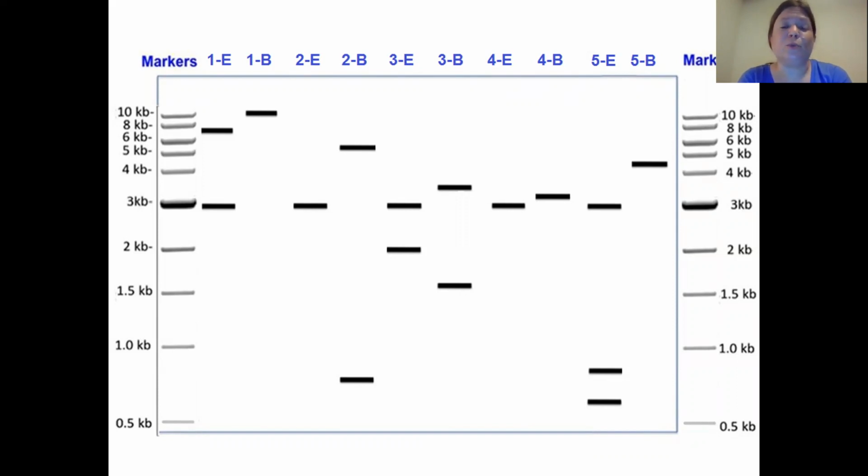Or that the insert was too small to see and it's run off the gel, which is what's happening with plasmid 4, where we can see that the BamH1 band is only slightly higher than the EcoR1 3 kb band.